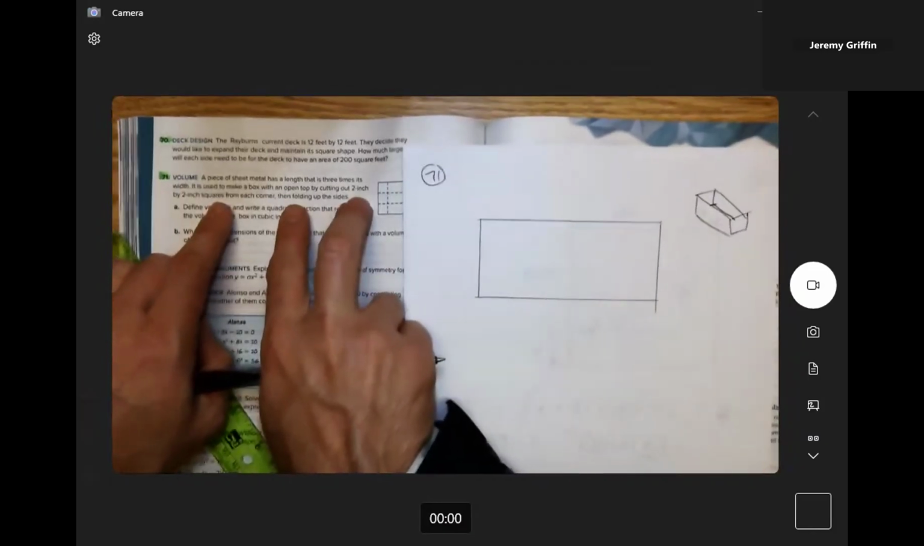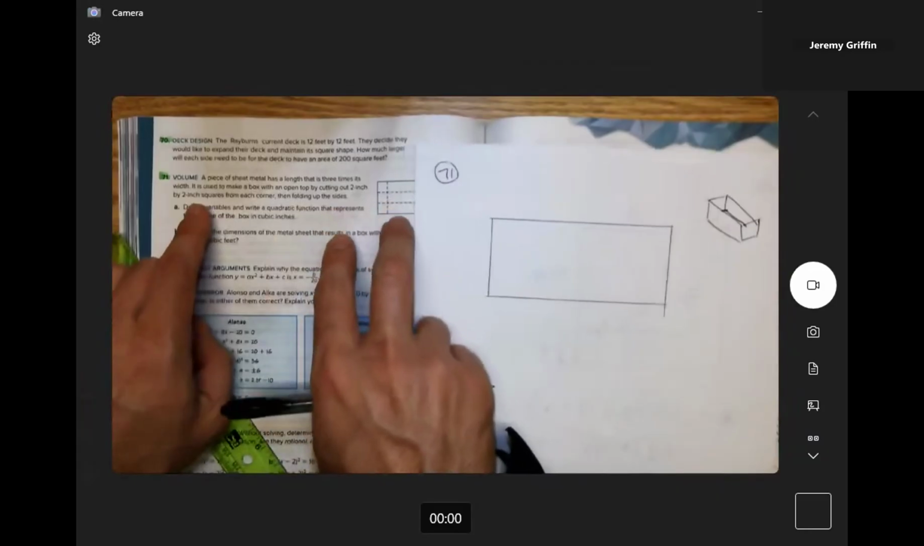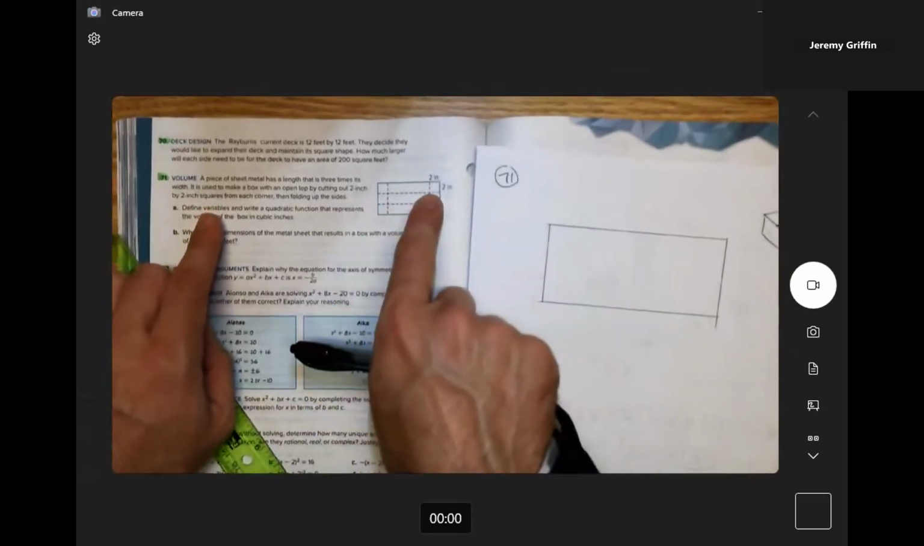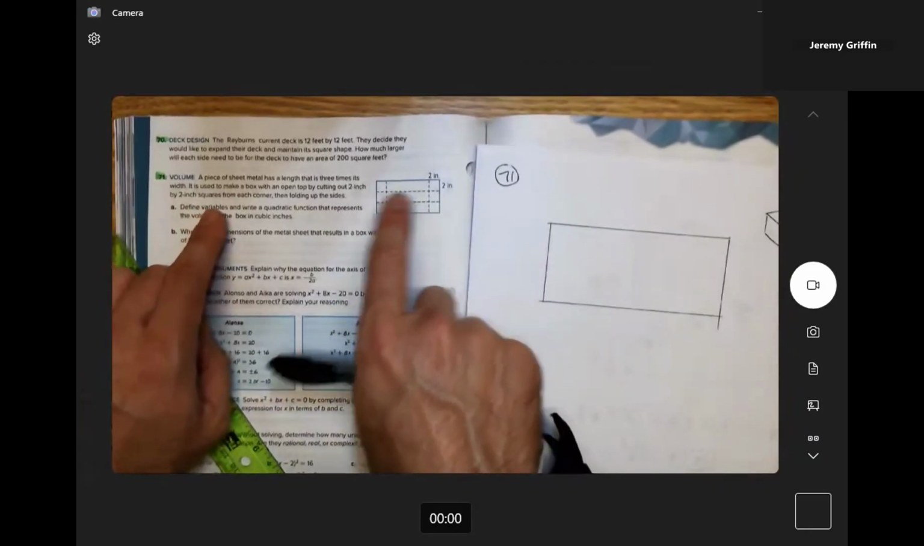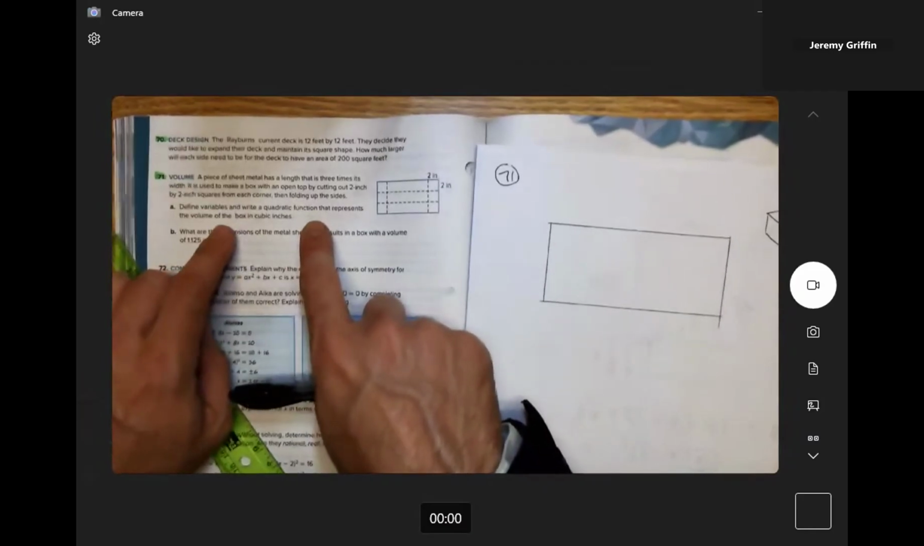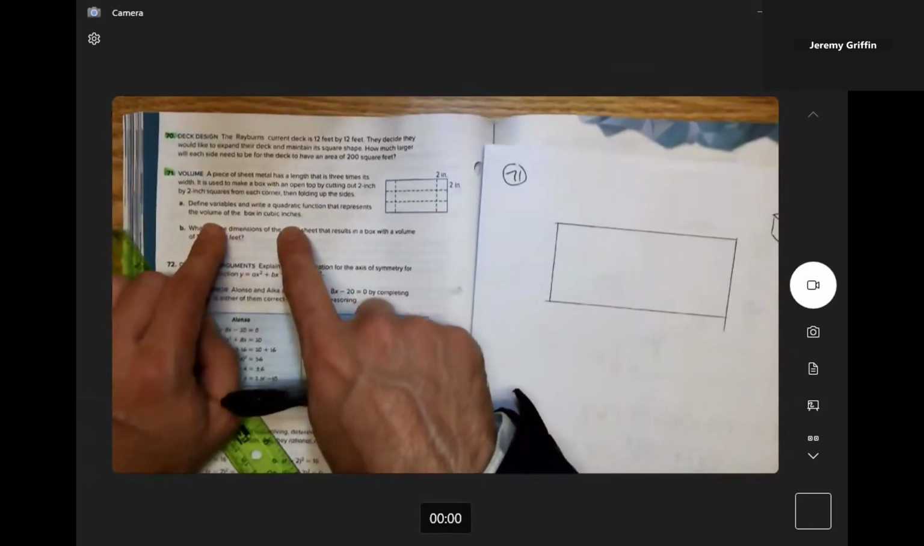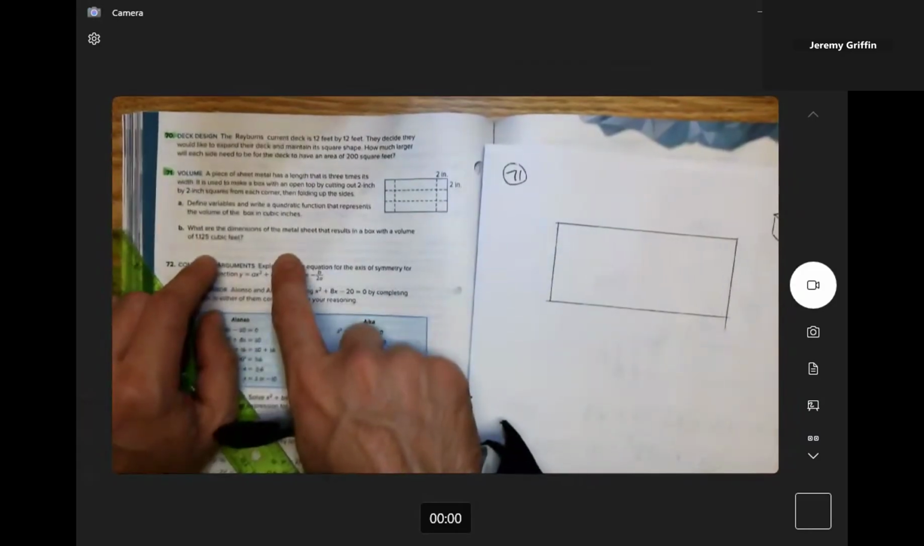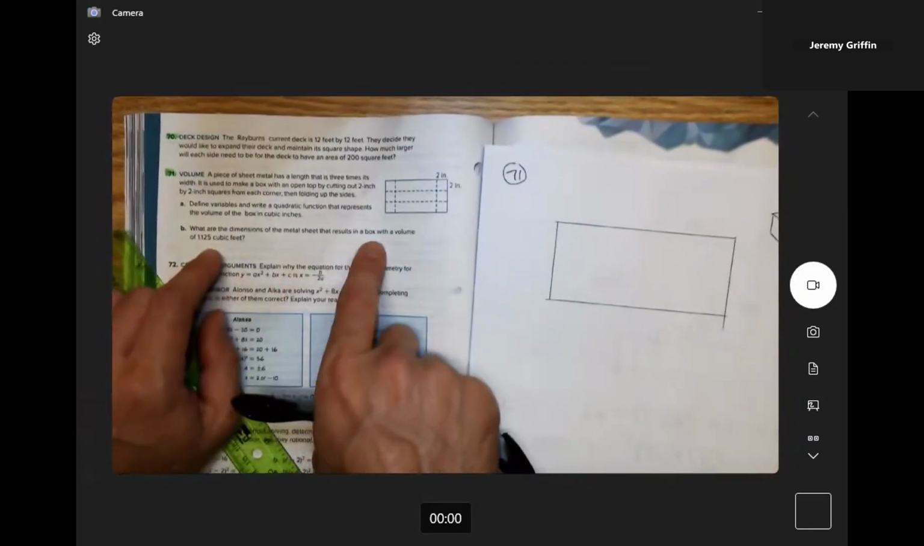By cutting out 2 inch by 2 inch squares on each corner. Oh, just like they gave us right here. And then folding up the sides. Define the variables, write the function that represents the volume of the box. So in cubic inches, what are the dimensions of the sheet metal that results in a box with exactly, okay, so I think one at a time here.